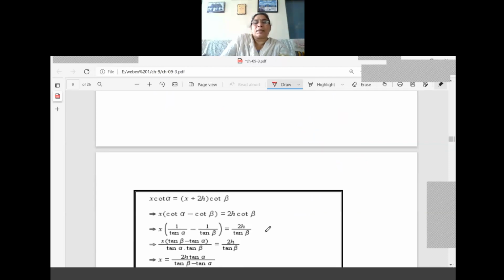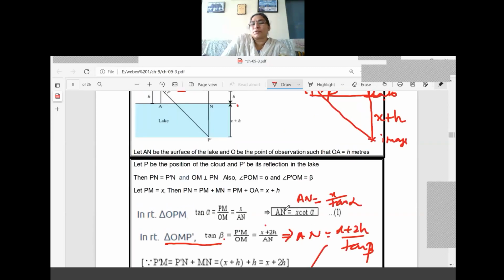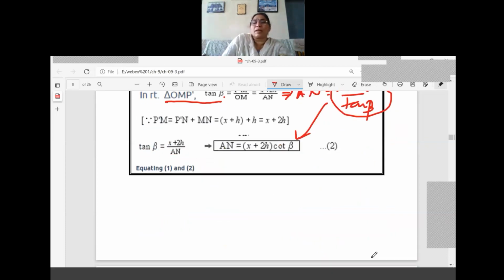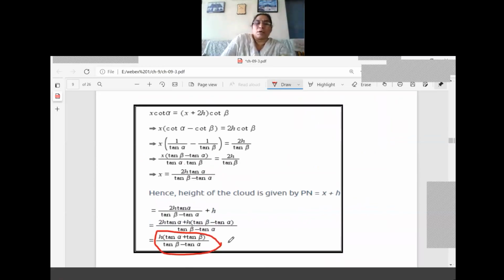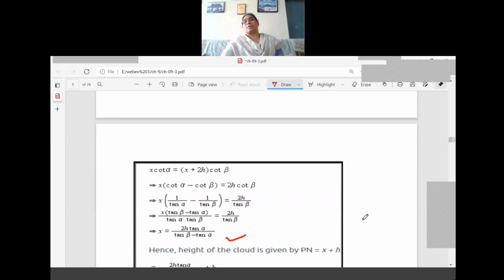Keep the x terms on one side, and change cot back to tan. So x into 1 by tan alpha minus 1 by tan beta. Take the LCM: x into tan beta minus tan alpha divided by tan alpha into tan beta equals 2h by tan beta. We can also start from AN equals x by tan alpha and x plus 2h by tan beta, and after solving you get x equals 2h tan alpha by tan beta minus tan alpha. Let us try this way also.